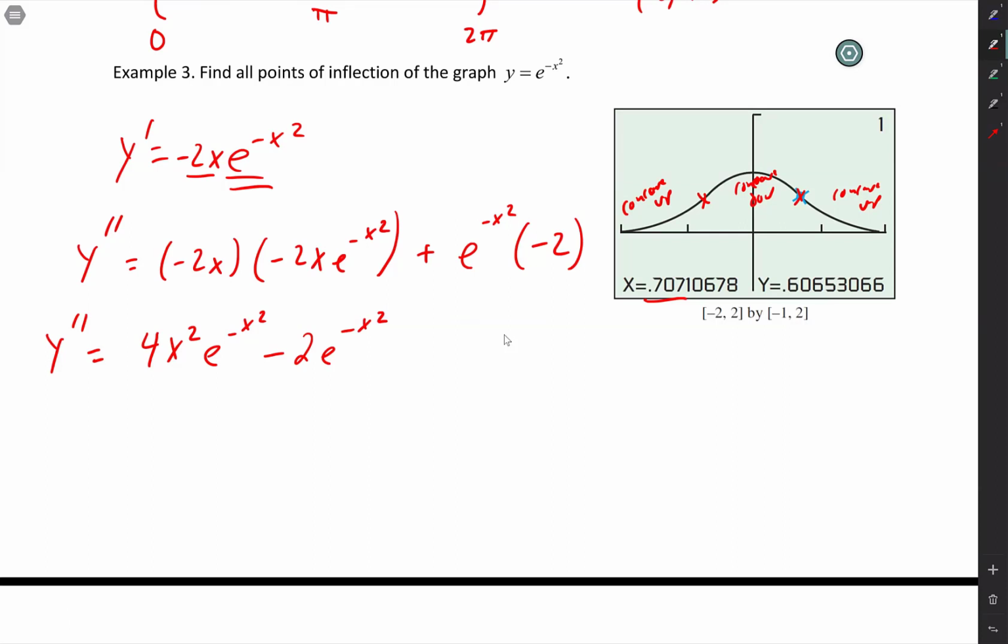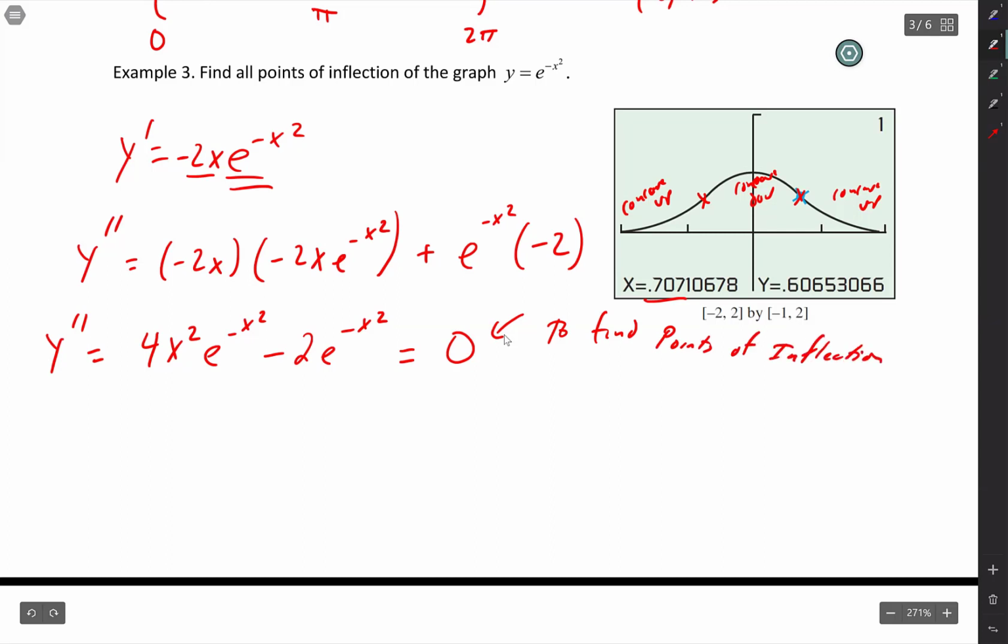I see that I can factor out an e to the negative x squared. Again, I'm going to set that equal to 0 to find points of inflection. So e to the negative x squared, and then I'm going to have 4x squared. You know what? I can factor out a 2 as well. Let's factor out that 2 e to the negative x squared. So I'm going to have 2x squared minus 1.